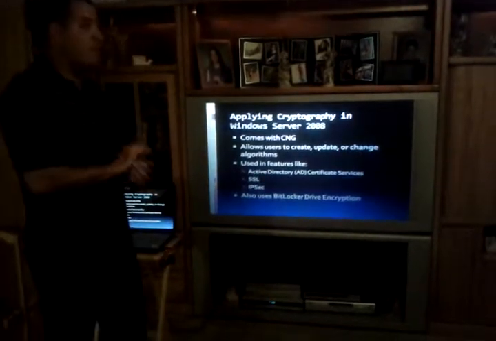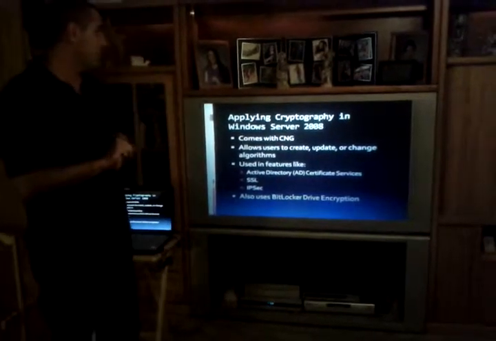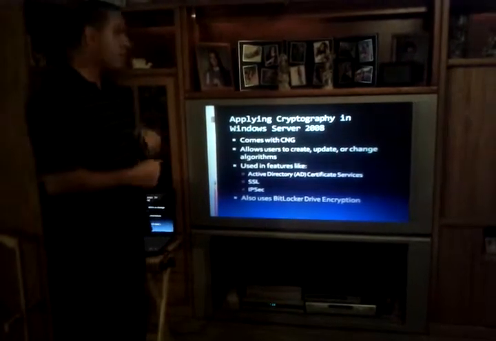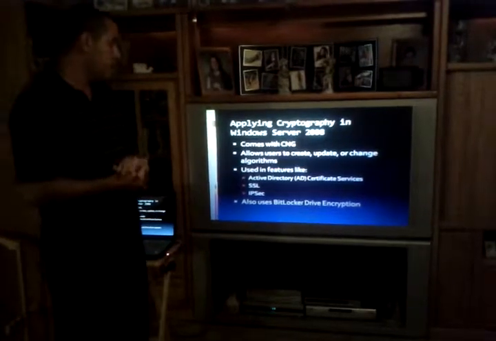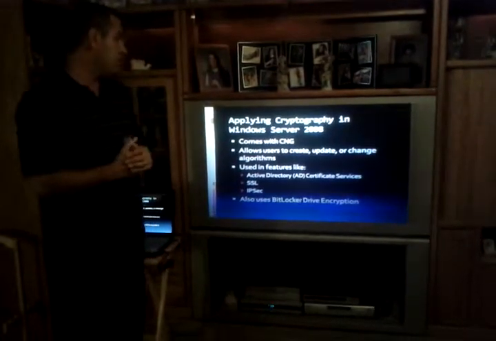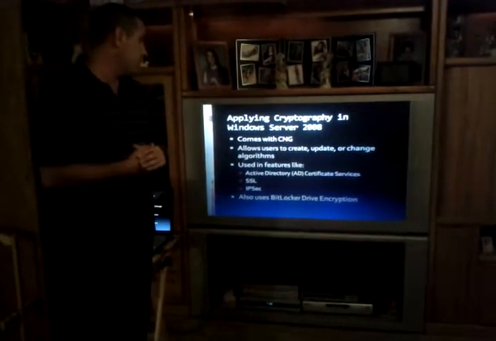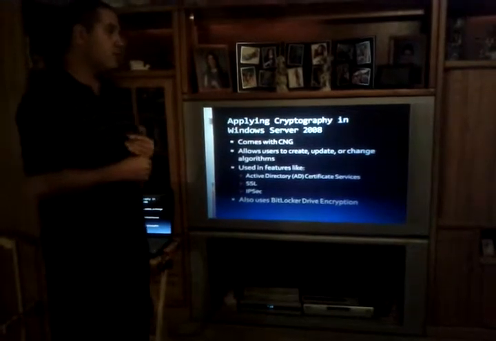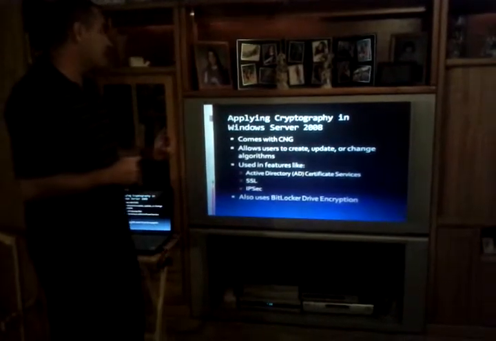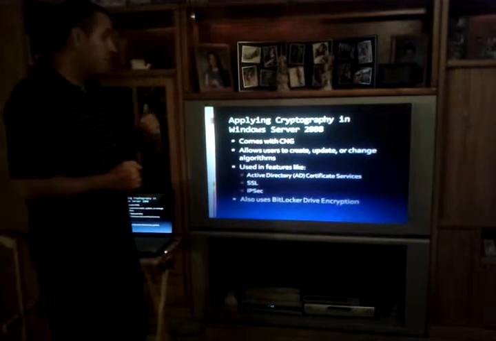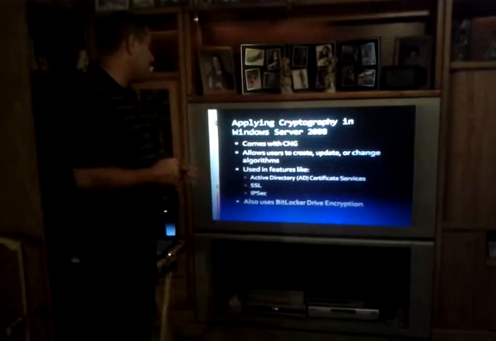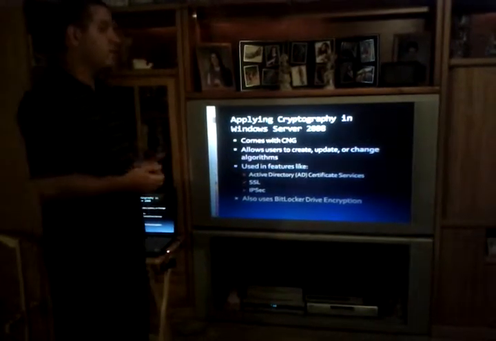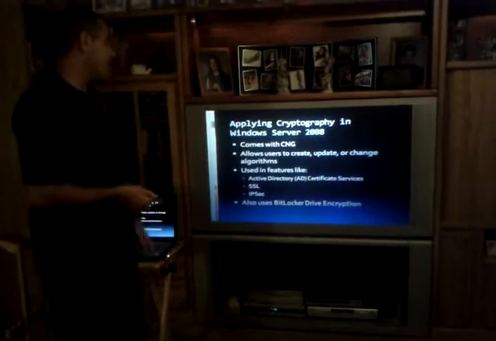Now let's talk about applying cryptography in Windows Server 2008. It comes with Cryptography Next Generation. It allows users to create, update, or change algorithms. It's used in Windows Server 2008 features like Active Directory Certificate Services, Secure Socket Layer, and Internet Protocol Security, and Windows Server 2008 also uses BitLocker drive encryption.